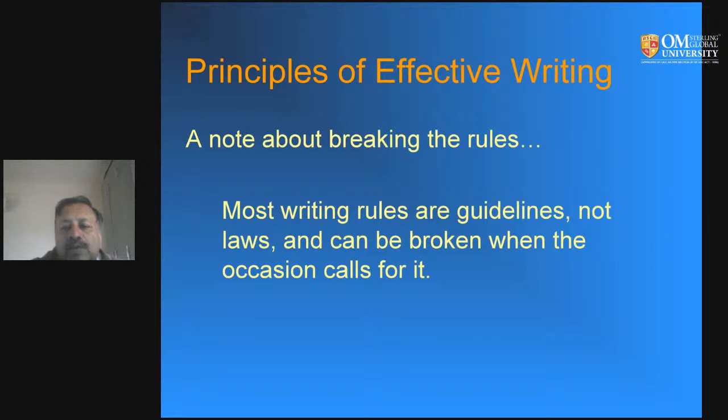Most writing rules are guidelines. They are not laws and can be broken when the occasion calls for it. ये सिर्फ राइटिंग प्रिंसिपल्स हैं, इनको हार्ड एंड फास्ट नहीं फॉलो करना, but they are guiding principles rather than laws. So they can be broken as if an occasion demands so. Next.